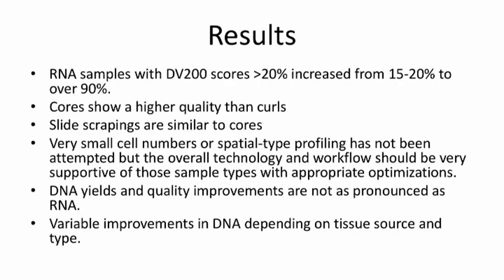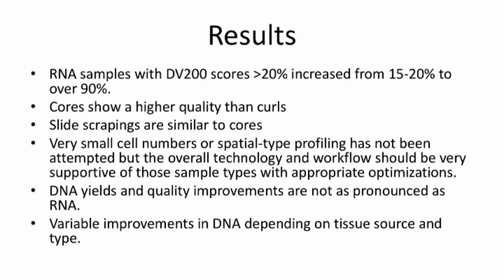So, overall results. What we found is RNA samples with DV200 scores greater than 20% increased from 15 to 20% on that old protocol to over 90%. We see a higher quality out of cores than curls. Slide scrapings are actually quite similar to cores. We used to try to avoid the slide scrapings as much as possible because we just didn't see good quality results really at all.